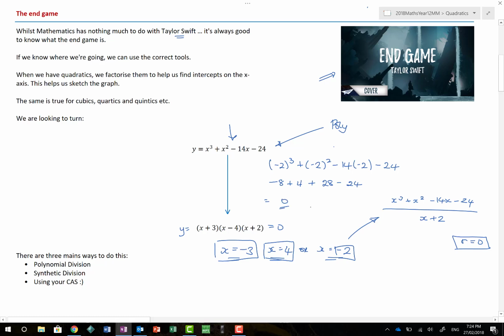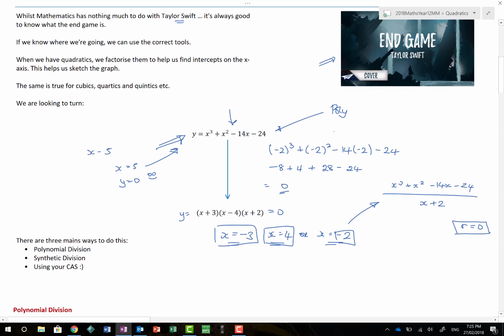So the great thing is, if I want to find out if a number is a factor of this, for example, if I wanted to see whether x minus 4 was a factor, no. If I wanted to find out whether x minus 5 was a factor, then if I put x equals 5 into this equation, if the value that comes out, if y ends up being 0, then yes, it is a factor. Otherwise, it is not a factor.